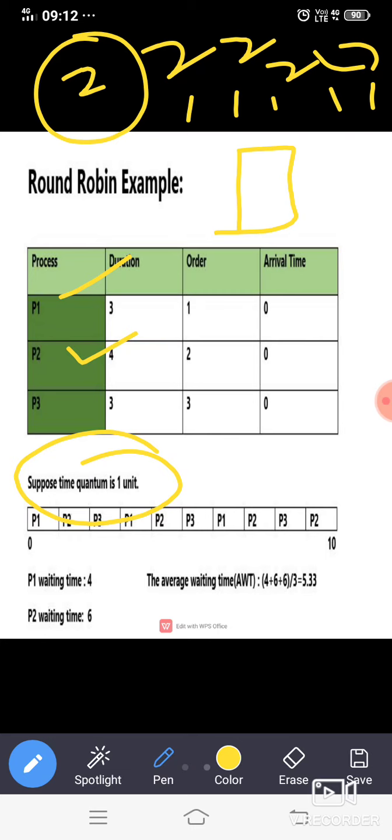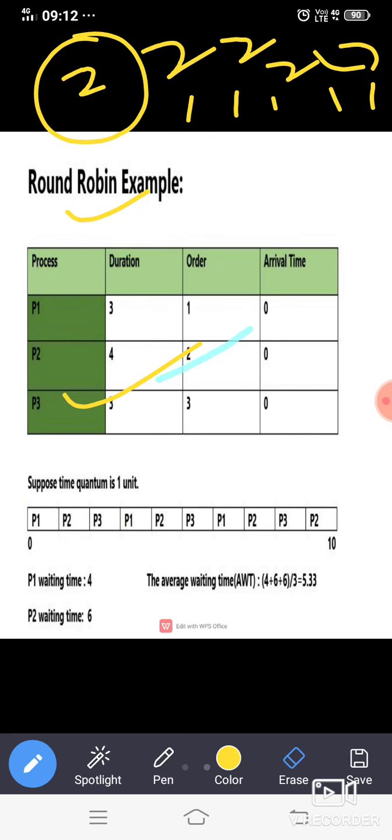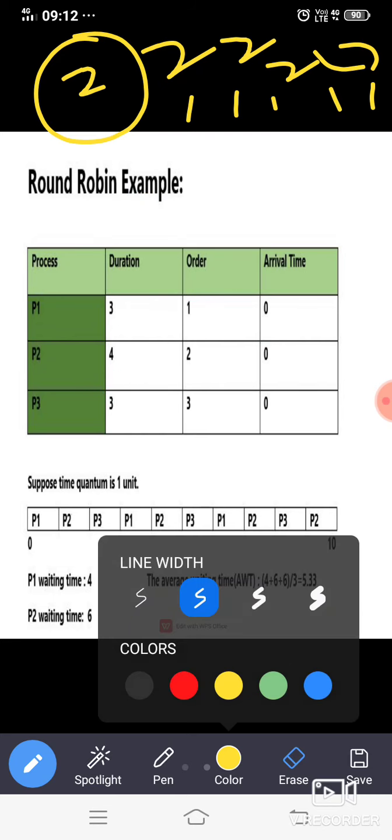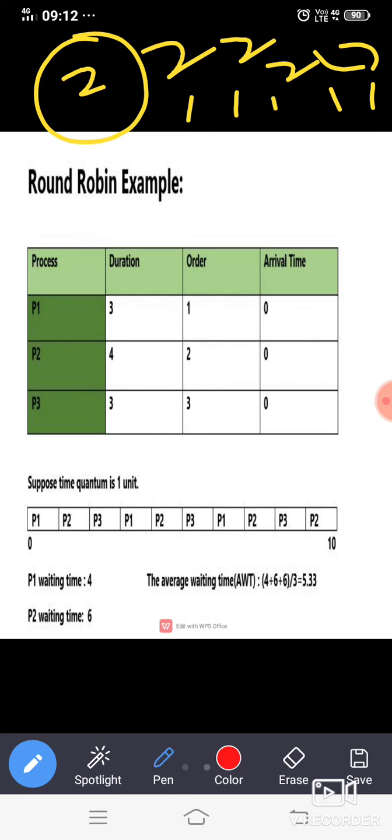Again, I will execute P3 for 1 second. Again, in the round robin manner, I'm going back to P1. Again, I am going to give 1 second of time to P1. Okay, again I'm shifting the CPU to P2, and I'm going to give 1 second for P2, and next I'm going for P3. Like that, I'm going to give 1 second for each of the processes.